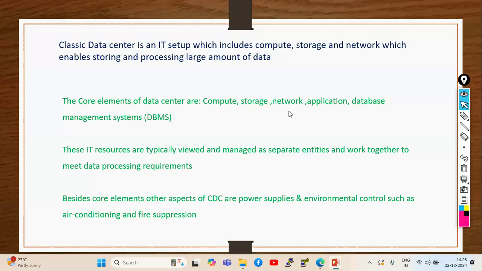Generally people think that a data center will have only compute, storage, network, and database. But not only this, data centers also need power and environment control, like air conditioning and fire suppression. The majority of the cost in setting up a data center goes into power consumption as well as the air conditioning and fire suppression.